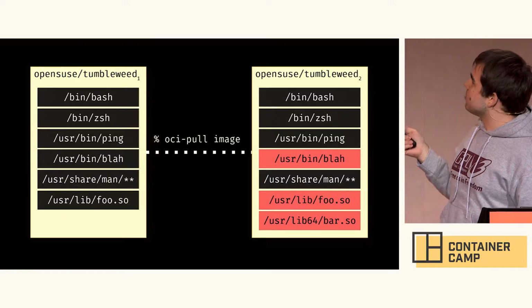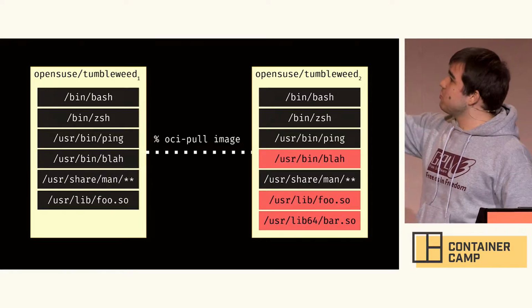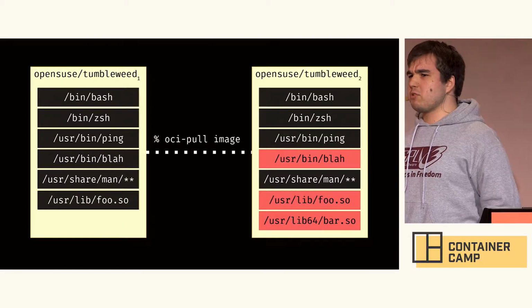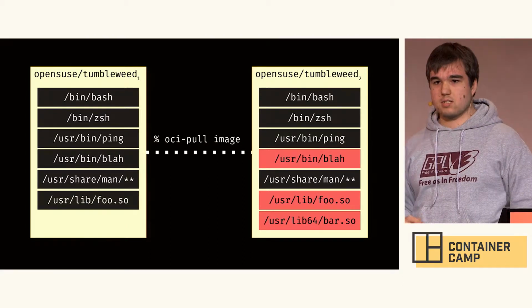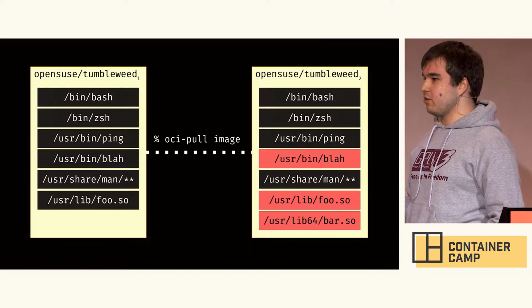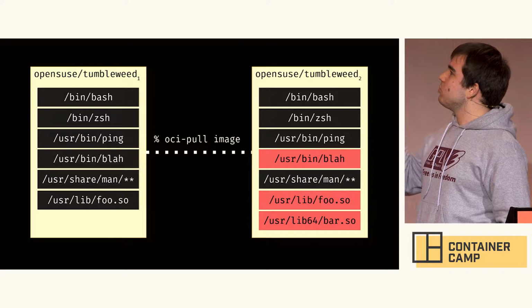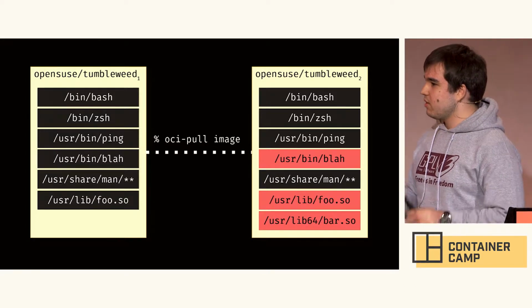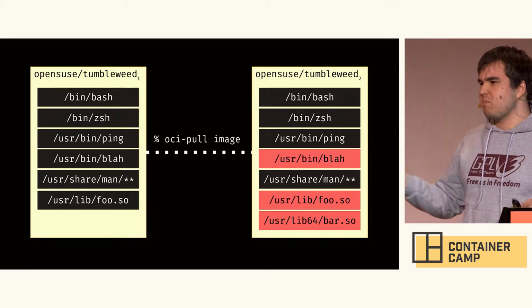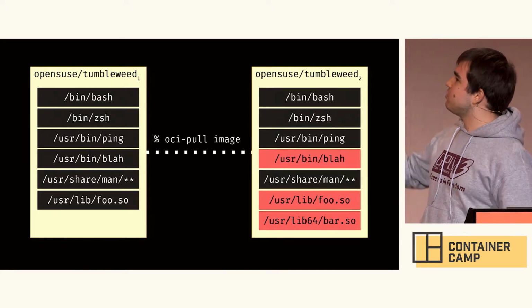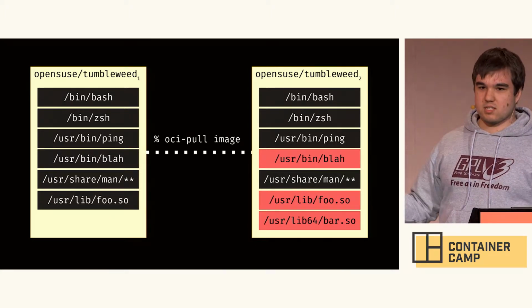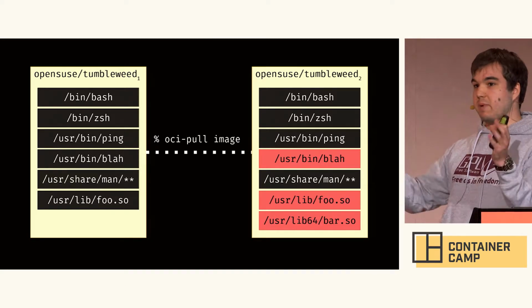So here's another example: I have an old Tumbleweed image, and then I have a new Tumbleweed image that I've pulled. Now you'll notice that most of these things are the same. In most cases, when you do an upgrade on any Linux system, whether apt-get update, zypper up, whatever you use, you don't have 20,000 package updates, right? You have maybe 5 or maybe 20. It's not like every single file in the system has now suddenly changed in some spectacular way.